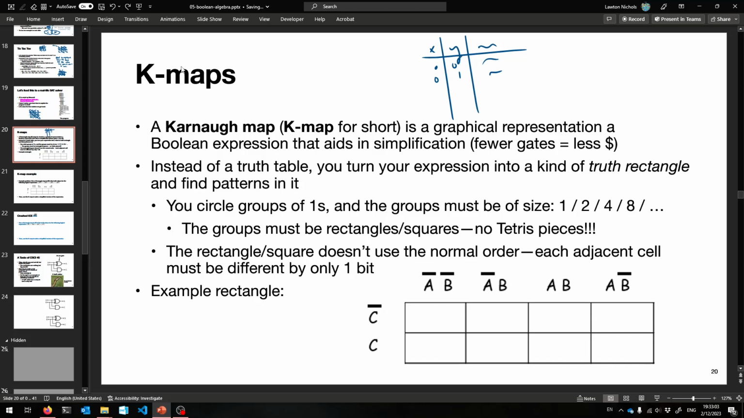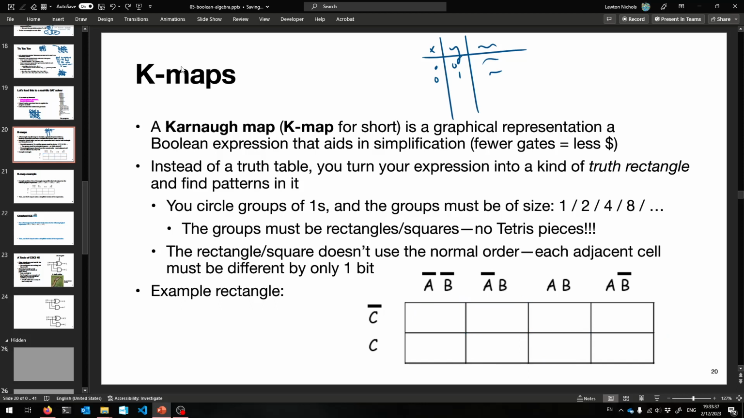What you do is you're going to circle groups of 1s, and the groups better be of a power of 2 size. So they better be of size 1, 2, 4, 8, or 16. I guess you don't have 16 here, but you get the idea. And the groups you find better be rectangles or squares. Here's a group of 1. Here's a group of 2. Here's one way to make a group of 4. Here's another way to make a group of 4. You cannot do things like this. You can't be like a Tetris piece, like there's a group of 4. No, it's got to be rectangles and squares only. But when you find them, they will give you your answer very quickly.